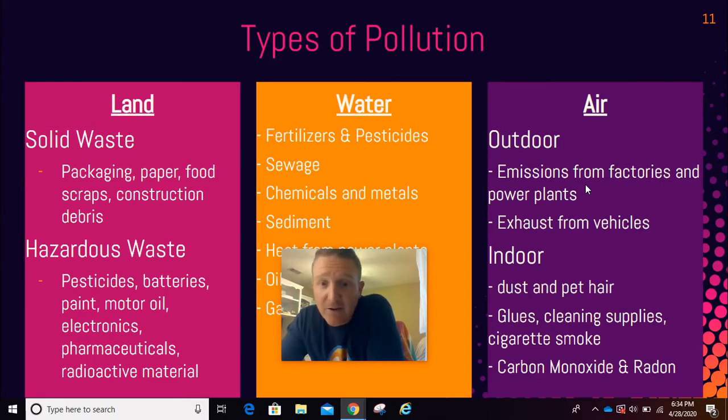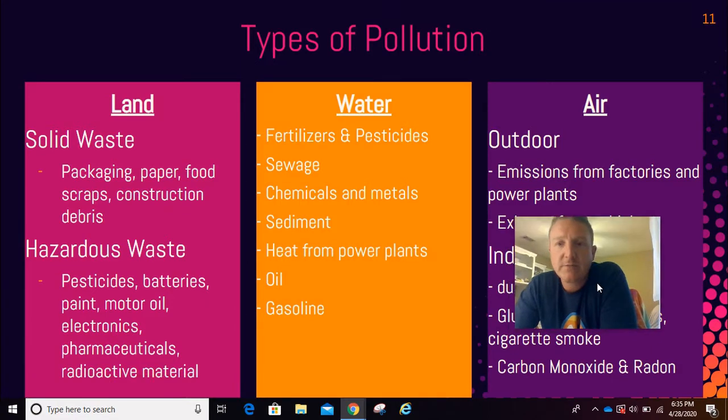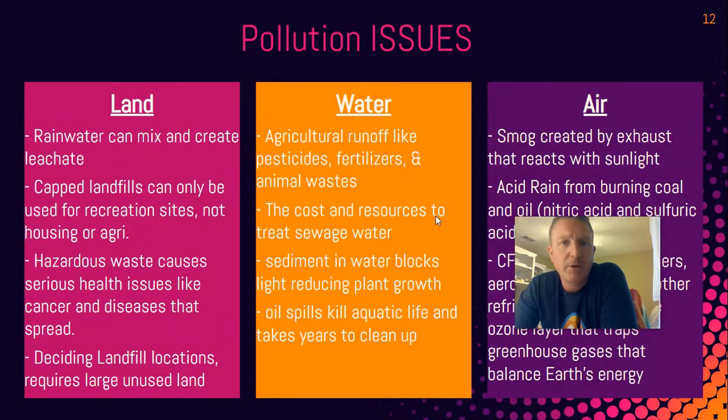One of the things that they started was building cars. And each individual car lets off a certain amount of exhaust. Guess what? That's toxic to the air. Indoor: dust, pet hair, glues, cleaning supplies, smoke, carbon monoxide, radon, things that can be found indoors. So these are types of pollution here. Okay, so pollution issues. There's a lot.